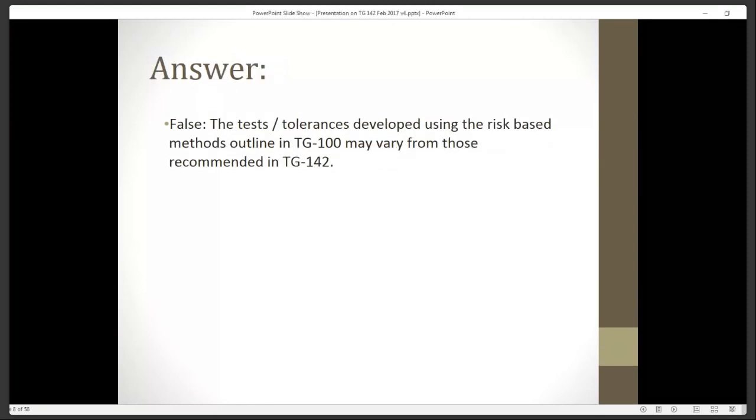All righty. So the answer here is false, which it looks like most people got. So the tests and tolerances developed using the risk-based methods in TG100, basically TG100 covers the risk-based method, and that may very well vary from what the recommendations are in TG142.